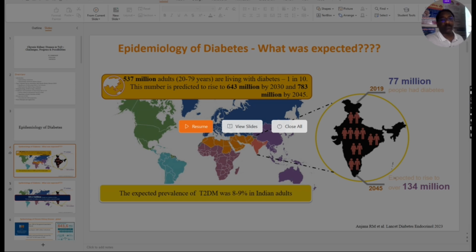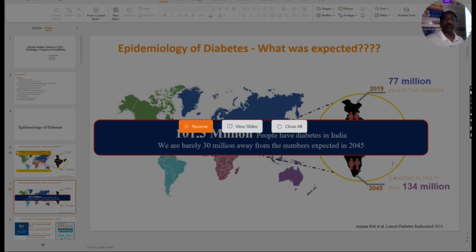The expected prevalence of type 2 diabetes was 8 to 9% in Indian patients. That 8 to 9% prevalence is very, very high when compared to any country in the world. This is about the people living with diabetes in India. Already I told you, we are barely 30 million away from the numbers expected in 2045.